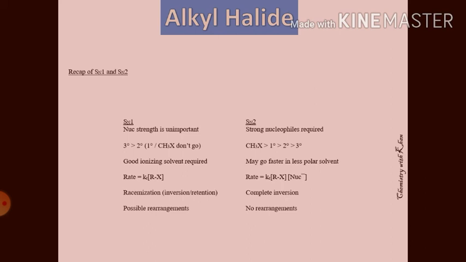If the solvent is good ionizing, the reaction will be SN1. If the solvent is non-polar or less polar, there will be SN2. There is always racemization in SN1. Racemic means 50-50 chances. There may be inversion or retention in SN1, but in SN2 it's complete inversion. In SN1 rearrangement is possible, while in SN2 there is no possibility of rearrangement because there is no formation of intermediate.